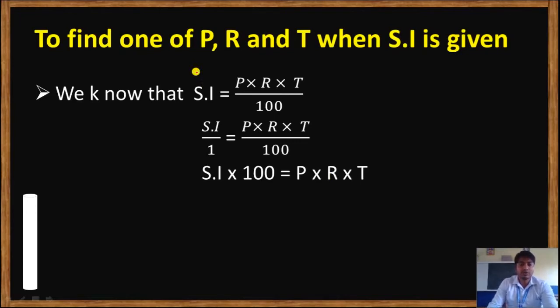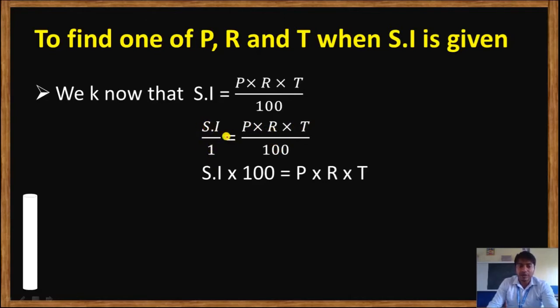In the last video we had started simple interest, where we understood how to find simple interest when we have principal, rate and time. Today we are going to discuss how to find principal, rate and time when we have simple interest. The formula we know very well: simple interest equals principal into rate into time by 100. We can write this as simple interest by 1 equals principal into rate into time by 100. When we divide any number by 1 we get the number itself.